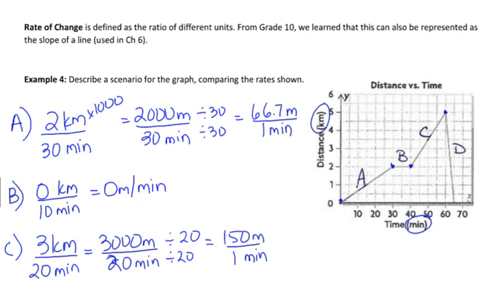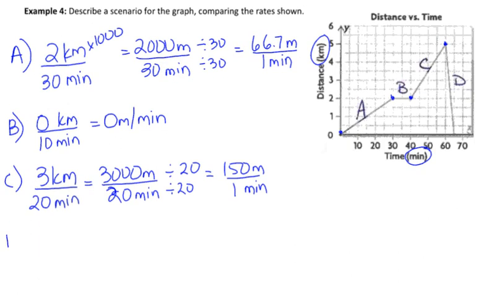So I went quite a bit farther per minute than I did in segment A in comparison. I went over double, so maybe I was running here because you covered more distance in the same amount of time. So per minute, maybe I was running to catch a bus or running to grab a taxi or something like that.